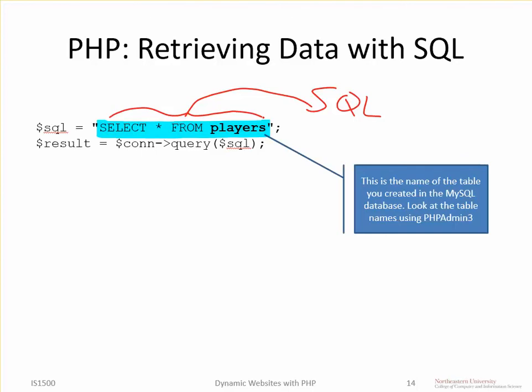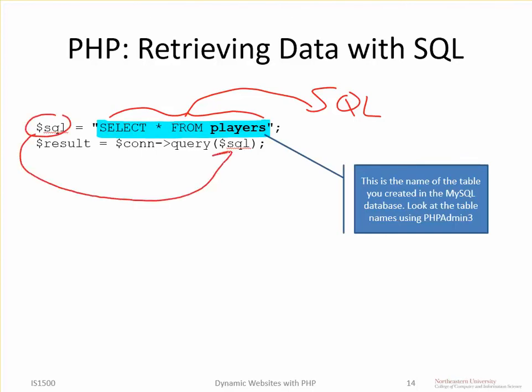You use the word select, followed by star. Star means give me everything, from, and then the name of one of your tables. How do you know the name of your table? Well, this is the name of the table you created in the MySQL database. If you can't remember, go back to a workspace, launch the PHP Admin 3 tool. It'll give you a list of all your databases and the list of all of your tables within a database. Again, there are separate videos that I've recorded that show you exactly how to do that within a workspace.